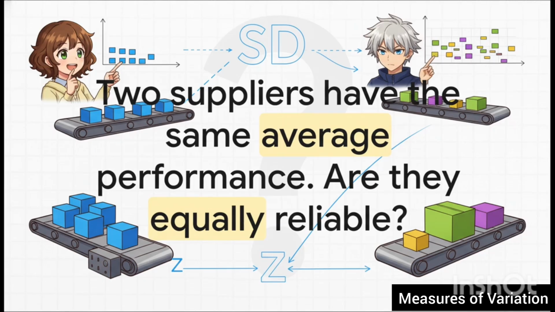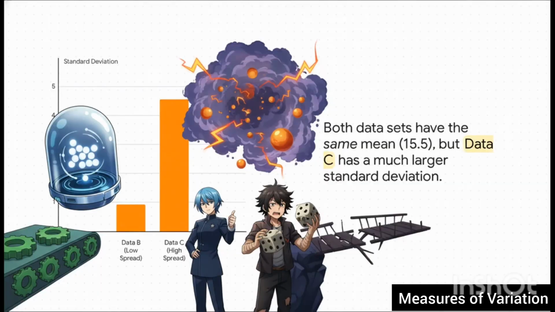Imagine you're sourcing a critical part, right? You've got two suppliers, and on paper, their average performance is exactly the same. So, are they equally reliable? Your first instinct might be to say, yeah, sure, but is that really the whole story? Let's find out. And boom, this chart right here, this is the whole ball game. It shows you exactly why the average can lie.